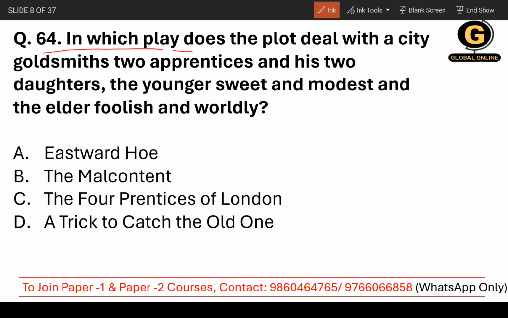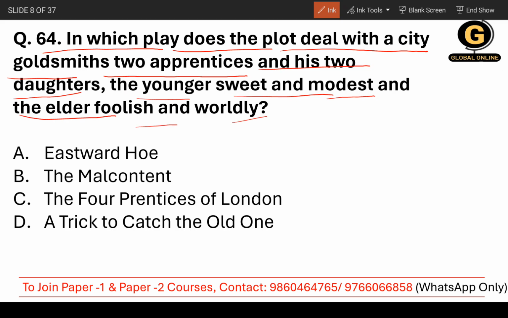In which play does the plot deal with a city goldsmith, two apprentices and his two daughters, the younger sweet and modest and the elder foolish and worldly? There must be a play with a plot that deals with the two apprentices and his two daughters. You need to answer whether it's Eastward Ho, The Malcontent, The Four Apprentices of London, or A Trick to Catch the Old One.